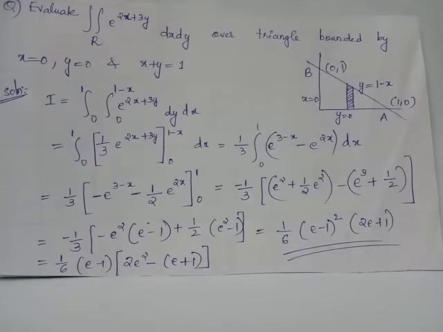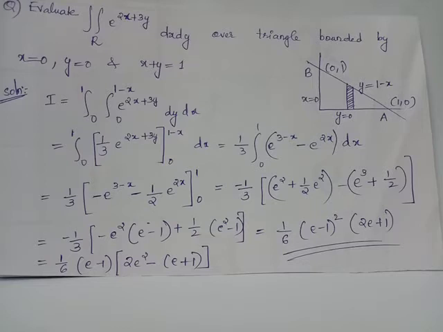Notice that the variable y, which has non-constant limits, will be the innermost integration, and integration with respect to x will be done later because it has constant limits. When you carry out integration with respect to y, we will treat x as a constant. That is, the integral of e raised to 2x plus 3y with respect to y will give us e raised to 2x plus 3y multiplied by 1 by 3. This is because e raised to 2x acts as a constant and e raised to 3y is a variable. The integral of e raised to 3y with respect to y gives e raised to 3y divided by 3.